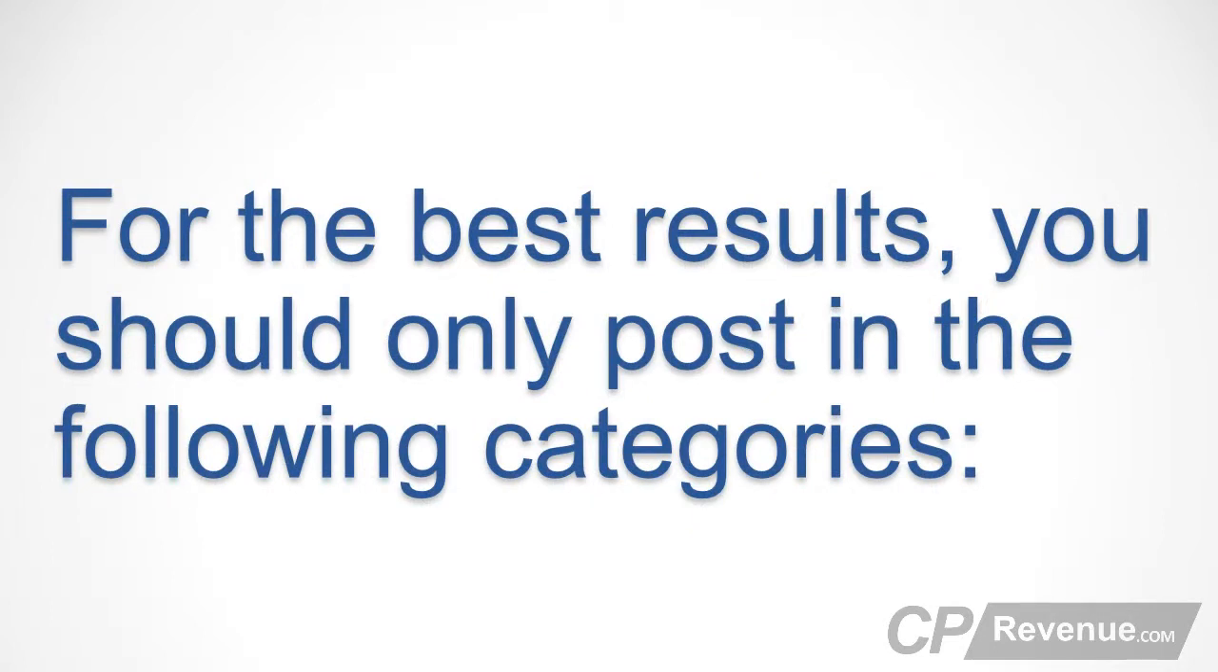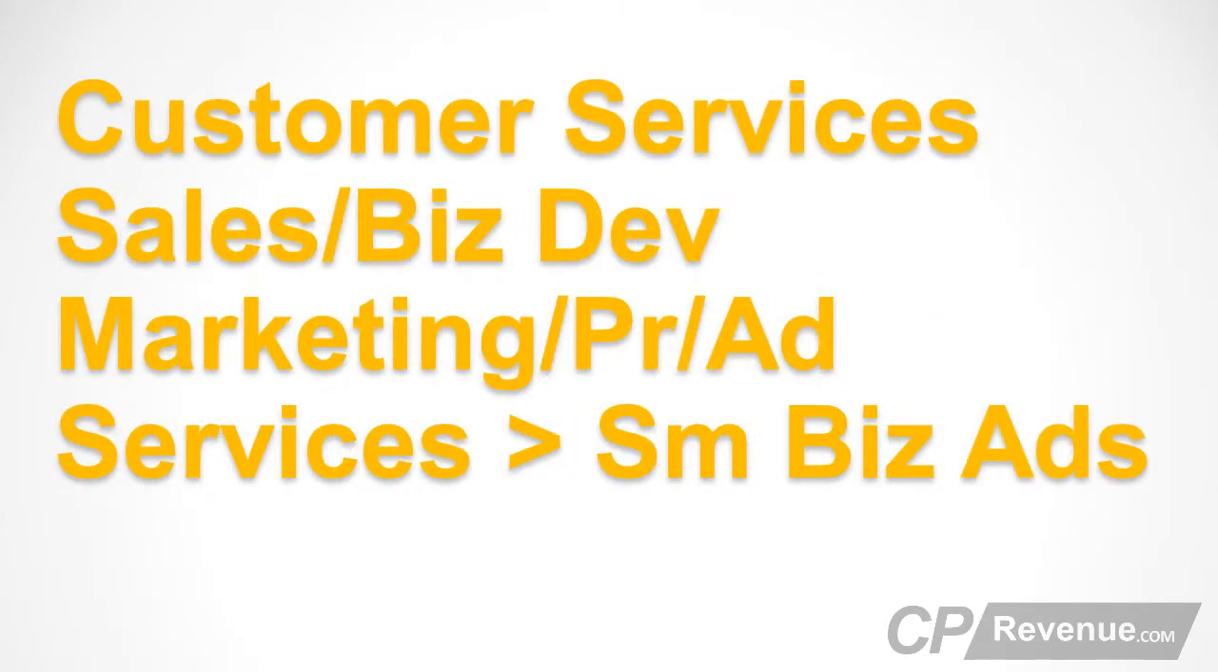For the best results, you should post in the following categories: customer service, sales/biz development, marketing, PR, and in the services and small business ad section. So that's the quick summary of Craigslist and what you need to do to get your ad going. I'm gonna go ahead now and create an ad, using a test account that I set up and put 2 ads live right away for you. Okay, so here we go.